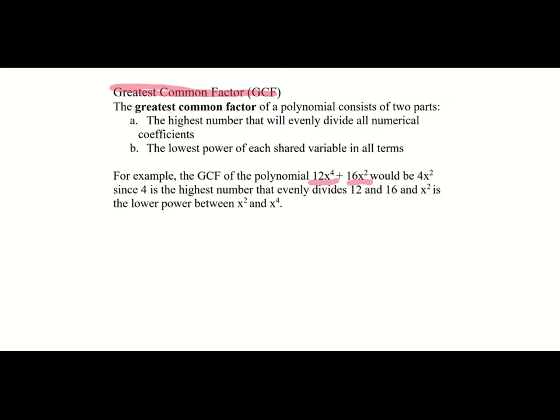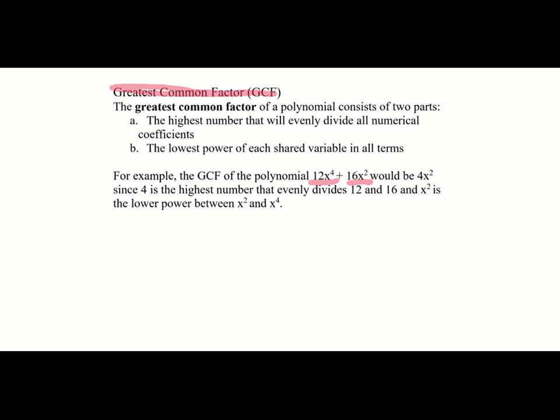And you want to find the greatest common factor for all of your terms. You want to see what is the highest number that will divide evenly into all of the numerical coefficients, so all the numbers in front of those variables. And then you also want to know what's the lowest power that is shared by all of the terms.